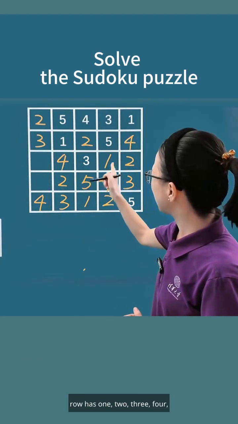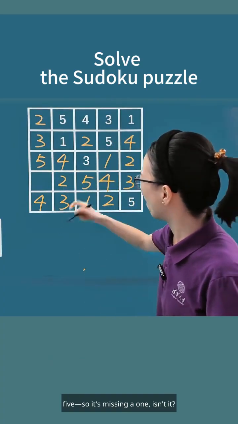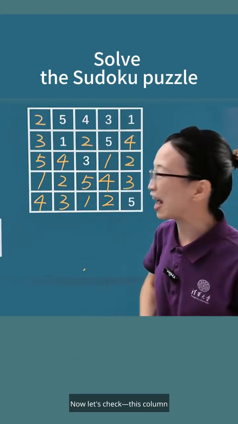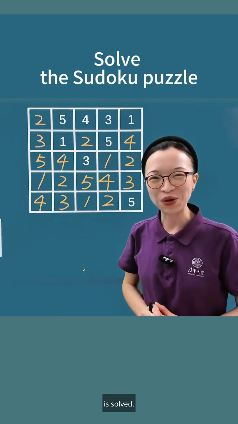This row has 1, 2, 3, 4, so it's missing a 5, right? And here, 2, 3, 4, 5, so it's missing a 1, isn't it? Now let's check. This column has 1, 2, 3, 4, 5. Hey, it meets all the requirements, so this problem is solved. Did you get it?